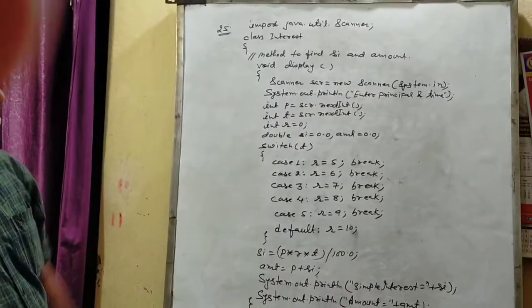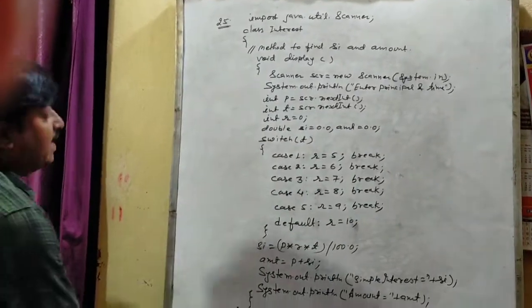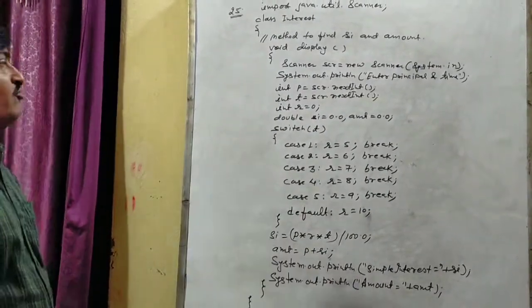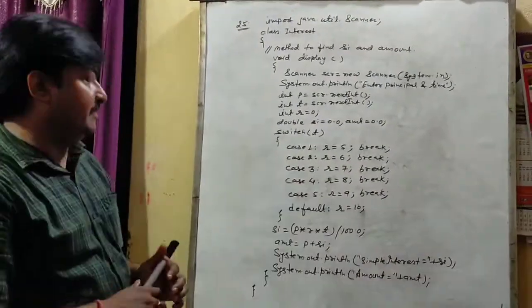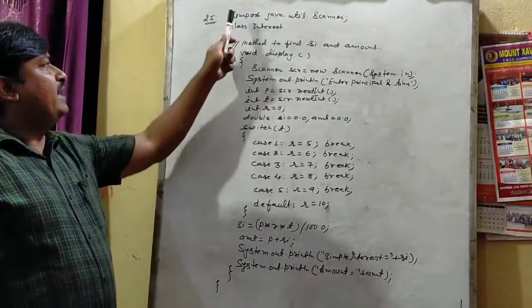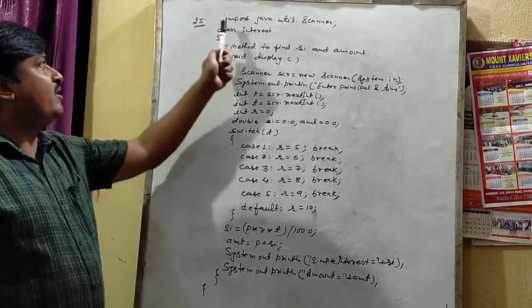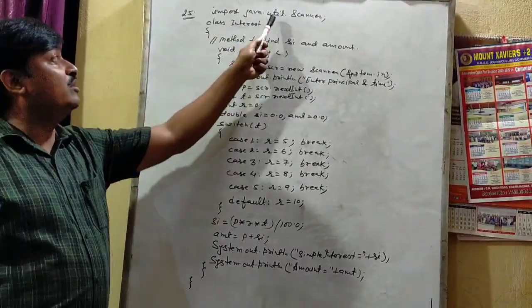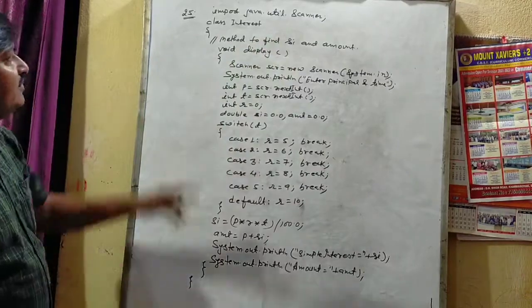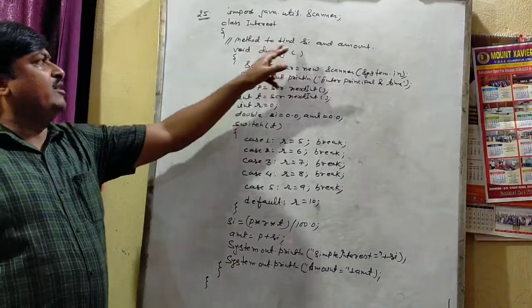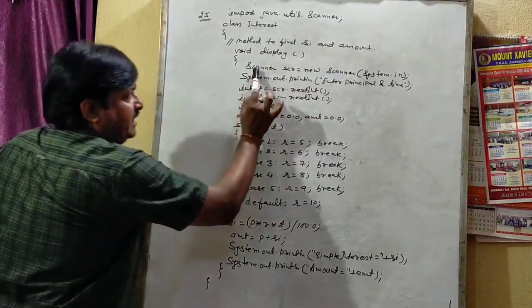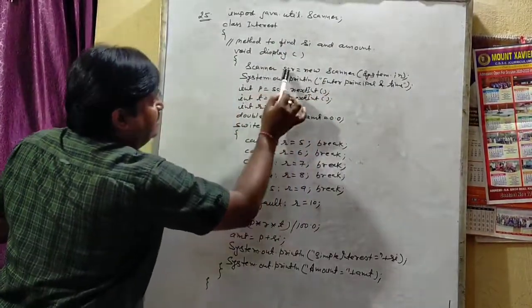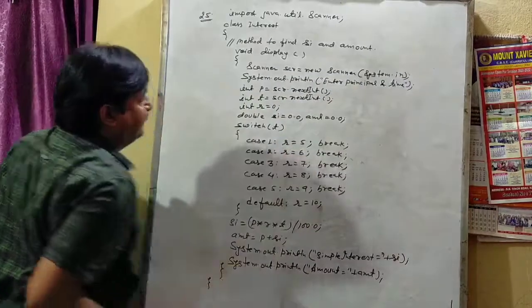So here is the solution of your question, your program. I'm explaining it, try to understand. Student, we have to input principal and time. Therefore, to input, we need to import the scanner class. For that, we have to write import java.util.Scanner. Class Interest, method to find SI and amount, void display. We have to create the scanner object, that is Scanner SCR equal to new Scanner(System.in).